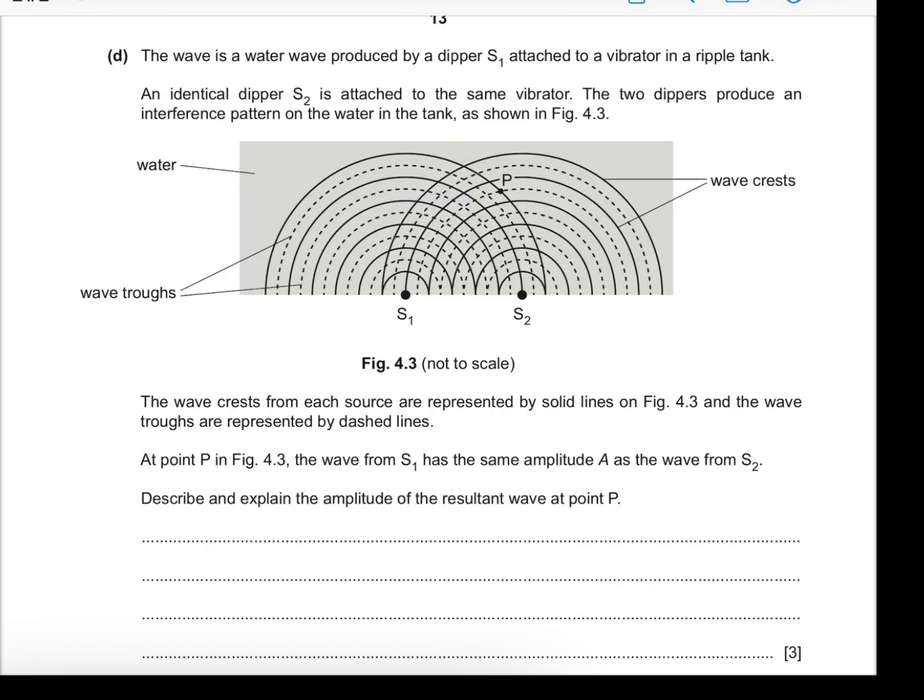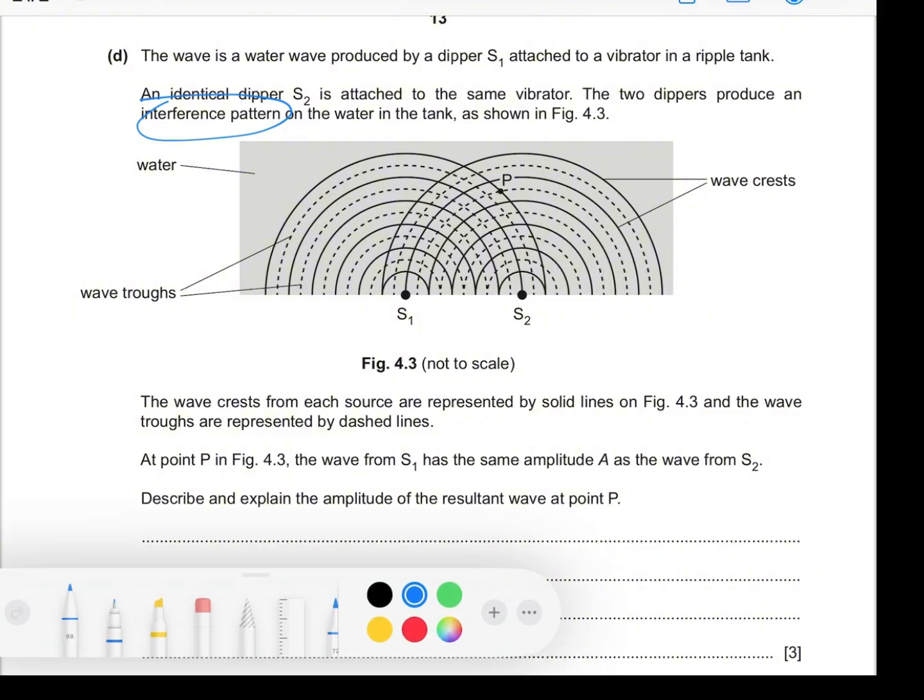D. The wave is a water wave produced by a dipper S1 attached to a vibrator in a ripple tank. An identical dipper is attached to the same vibrator. The two dippers produce an interference pattern on the wave in the tank. What's interference? Interference occurs when two waves overlap, leading to constructive interference or destructive interference.